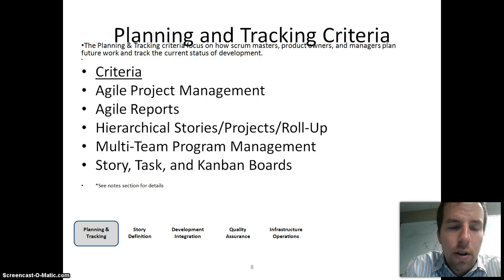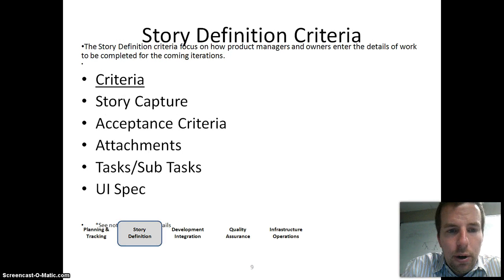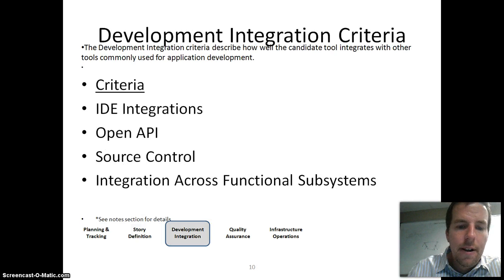The one that we were really interested in, I would say, out of this group was our hierarchy roll-up. We wanted to be able to roll up multiple teams within multiple product line management teams, all the way up to an organizational level. Story definition, pretty self-explanatory: capturing stories, acceptance criteria, being able to add attachments, making subtasks, being able to easily handle UI, because our UI is a separate group and they needed to work closely with our development organization.